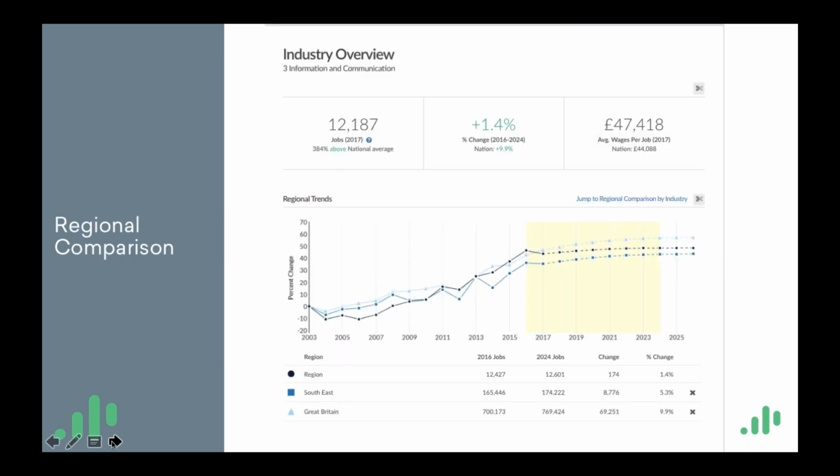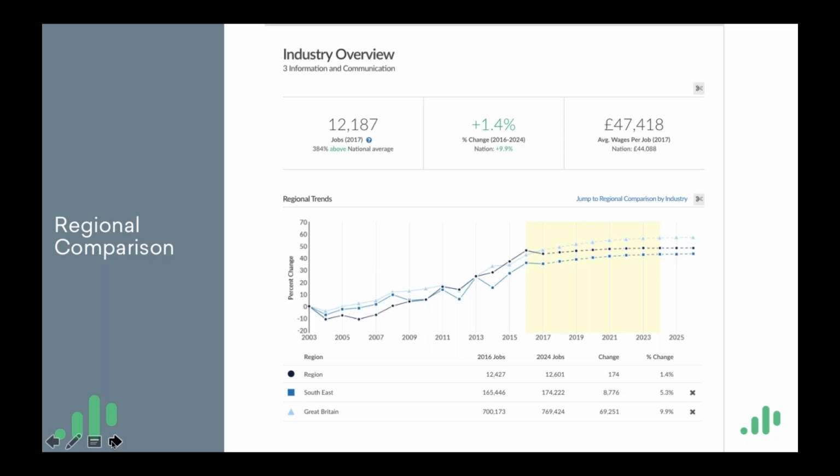So this is an industry overview, very similar to one we've seen, but looking at the comparison with other regions and with the national, but just looking at these clusters that we identified. And you can see here that when we do that, it's a slightly different picture. So the national picture for Great Britain is that there'll be a larger increase, 9.9%, starting from a lower point.